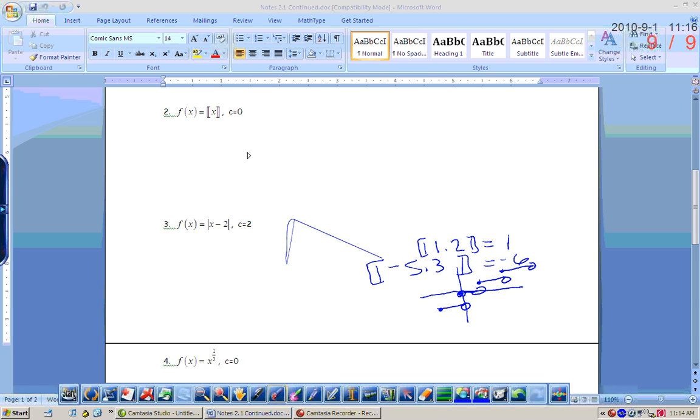Okay, so anyway, that's what this graph looks like. All right, so what I'm interested in is f prime of 0. So I want to take the limit as x approaches 0. F of x is just that greatest integer function.